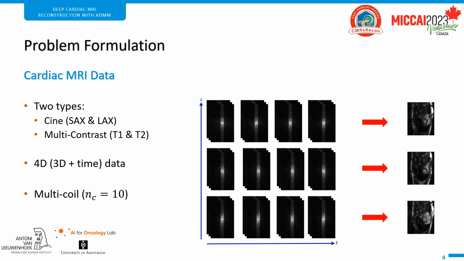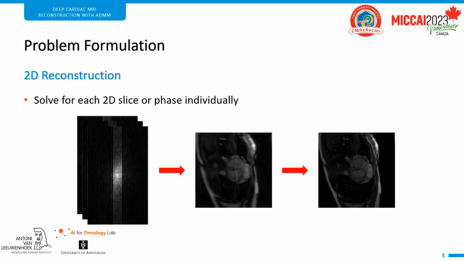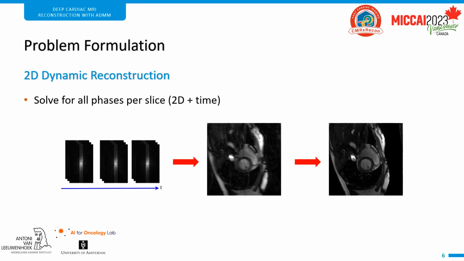Here, you can see a visual representation of zero-filled reconstructions of 3 different slices from a Cine sample in the validation set. Given the nature of the data, we formulated the reconstruction problem in 2 distinct ways. Our first approach was 2D reconstruction, where we aimed to solve for each 2-dimensional slice or phase of multi-coil K-space data individually. In addition to the 2D reconstruction approach, we introduced the concept of 2D dynamic reconstruction. This approach aimed to simultaneously solve for all phases, combining both spatial and temporal dimensions.